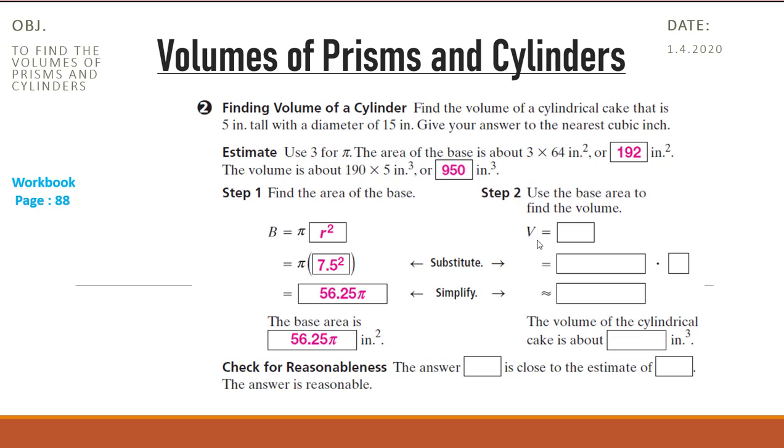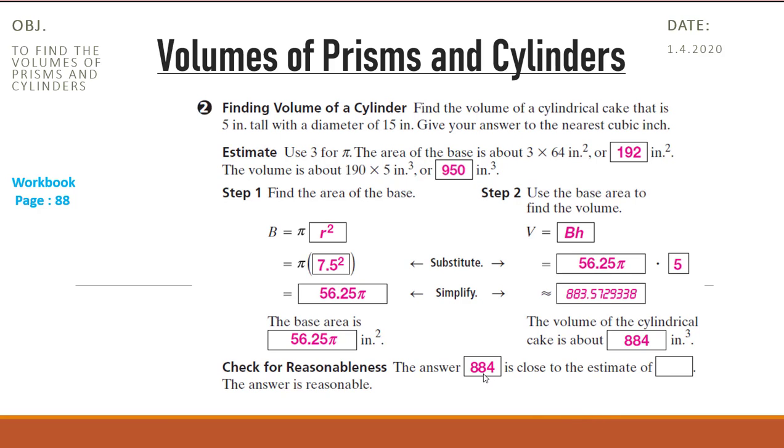Now to find the volume, multiply by the height. So it's base area multiplied by height. The base area is 56.25 pi. And the height is 5 inches. Now multiply using a calculator. And of course use pi in your calculator. You will find the approximate value, which is approximately 884 to the nearest whole number inch cube. Now let's check if this answer is near to the estimate.